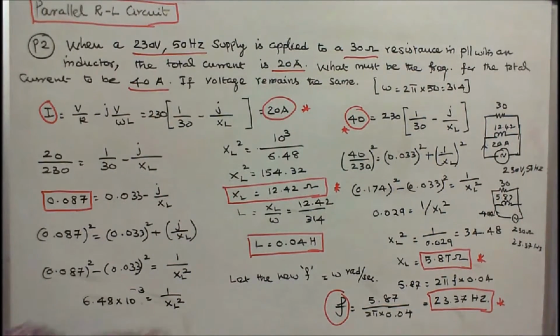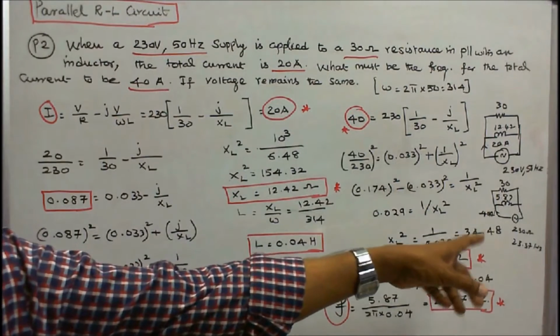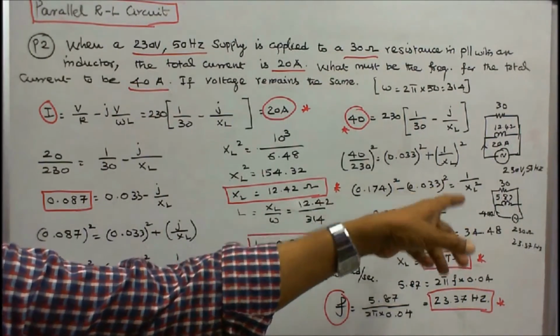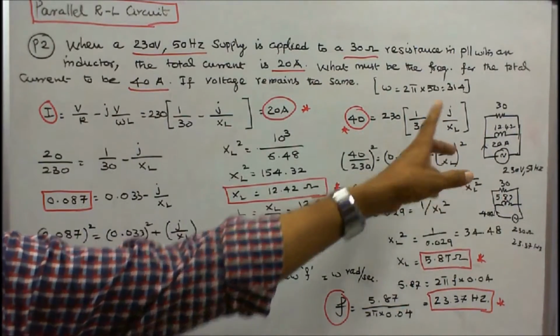The frequency is 23.37. The voltage is 230. The current drawn by the circuit is 40 amps. Here, 230, 50 hertz, current is 20 amps.